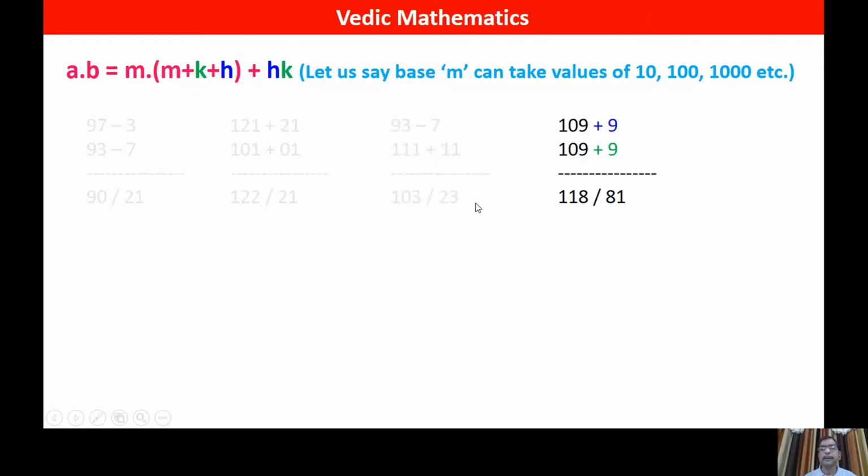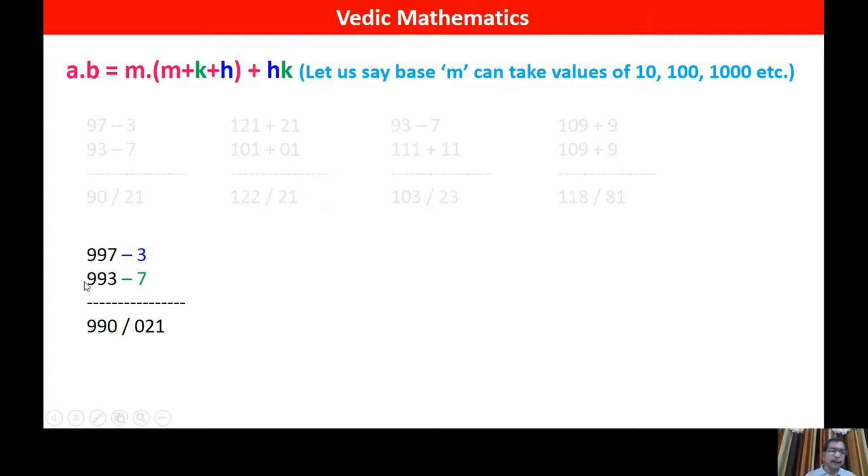Now we go to another one. Say you want to calculate 109 into 109. So again, same principles. 100 is the base. 9 plus 9 is 18, so 118. And 9 times 9 is 81. Very easy. 109 into 109 is 11881.